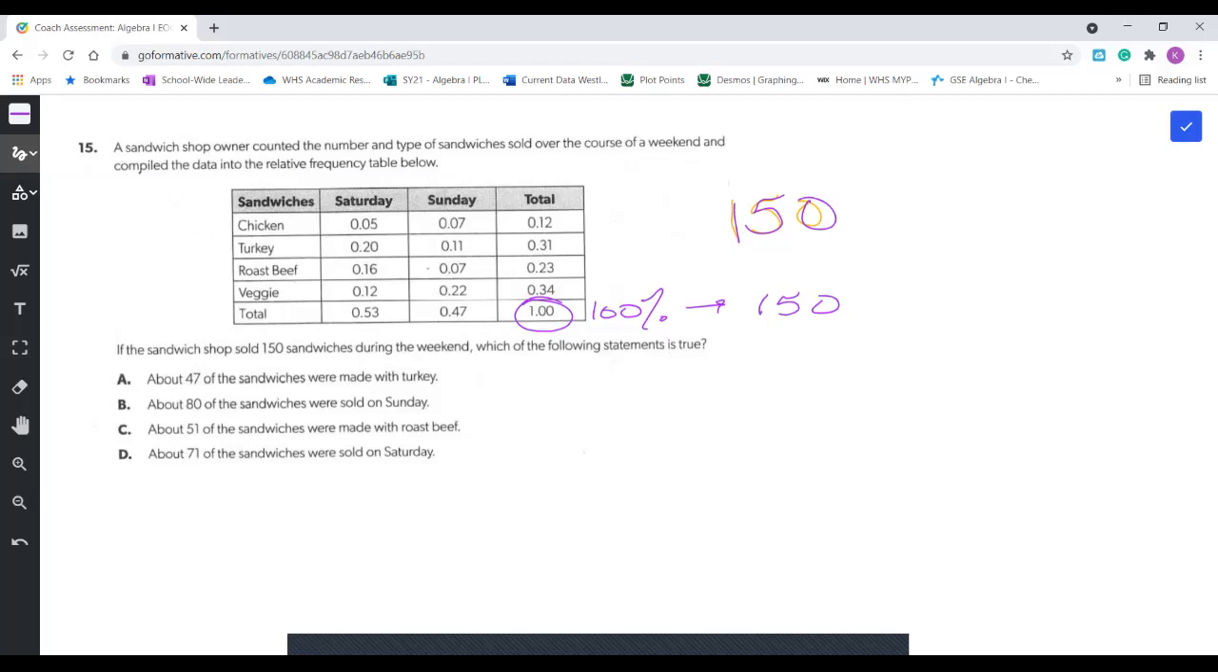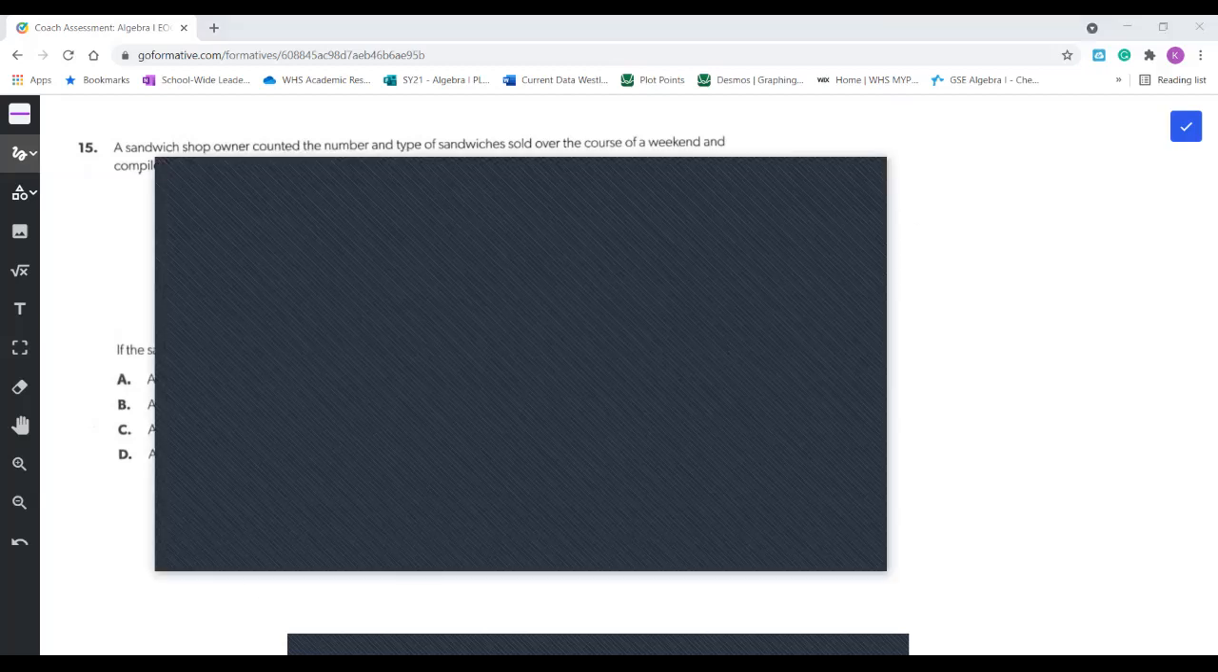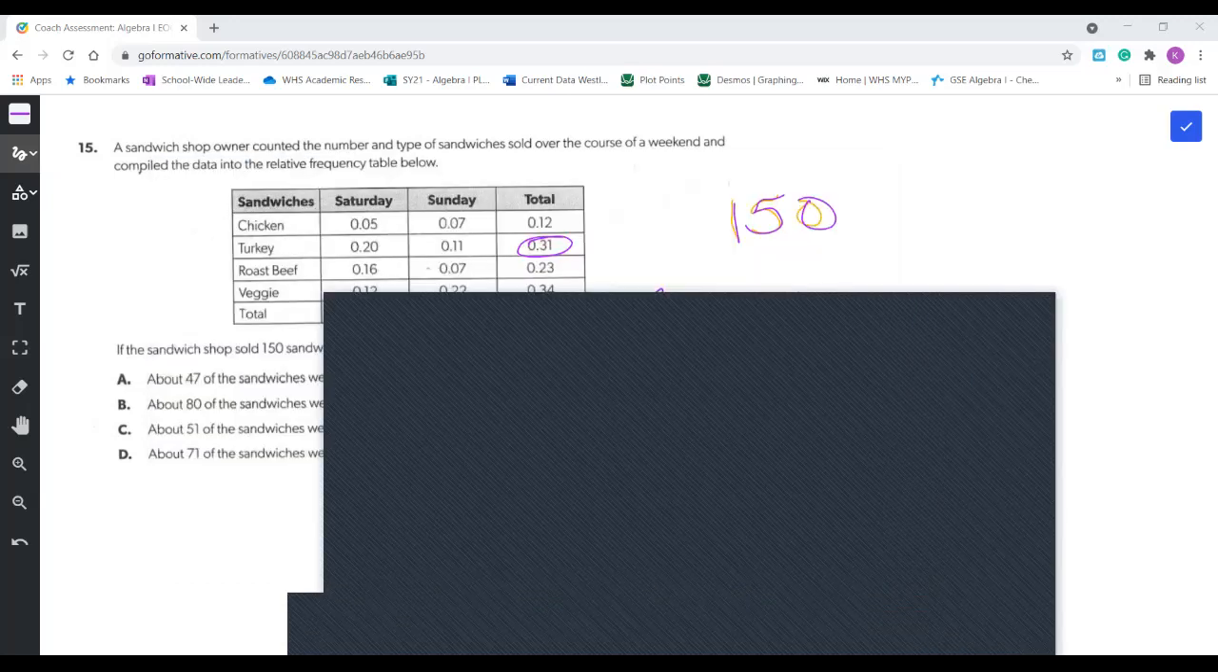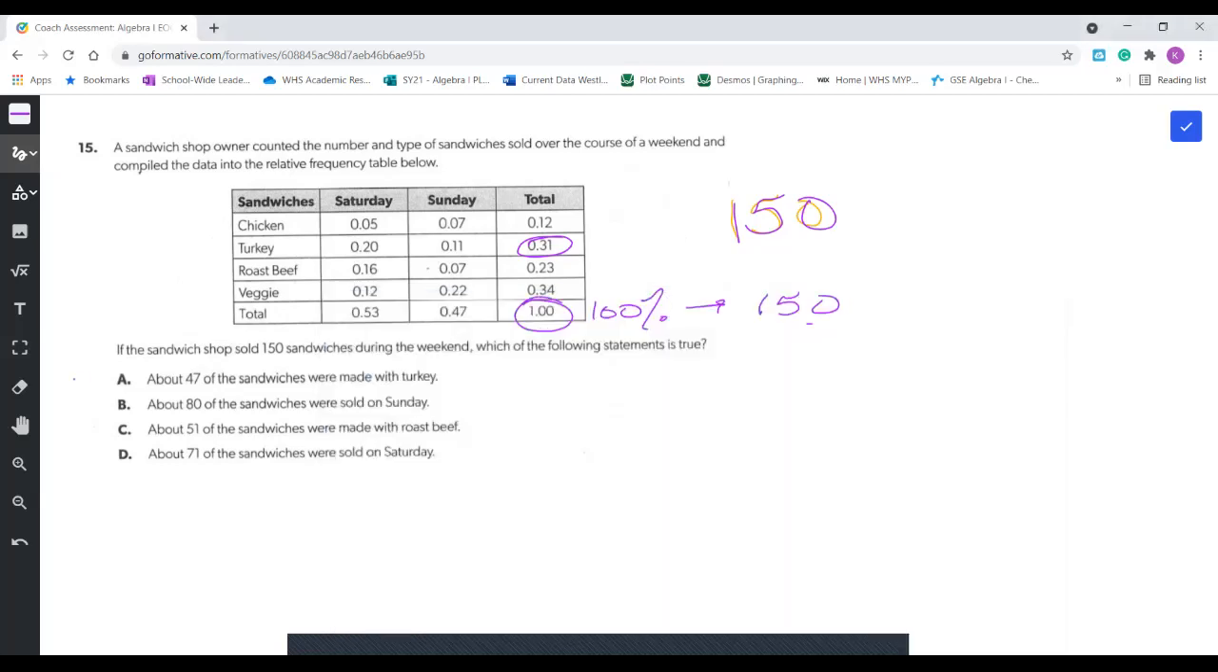Well, let's see. If I took 31% of 150, if I took 150 and multiplied it by 0.31, I'll do it on the calculator here. If I took 150 and multiplied it by 0.31, boom, 46.5. Doggone it, the first answer we see is the actual right answer.